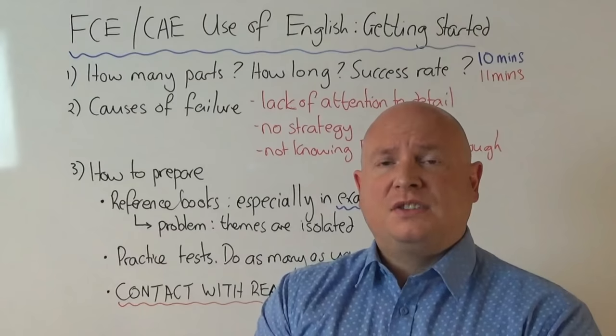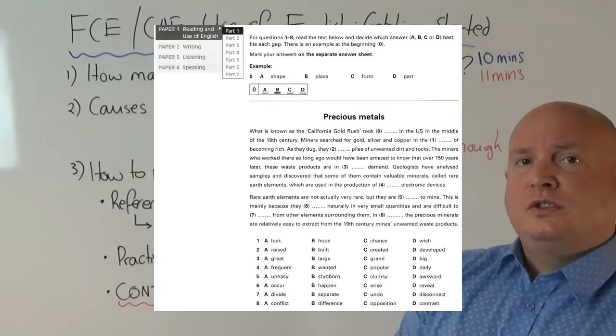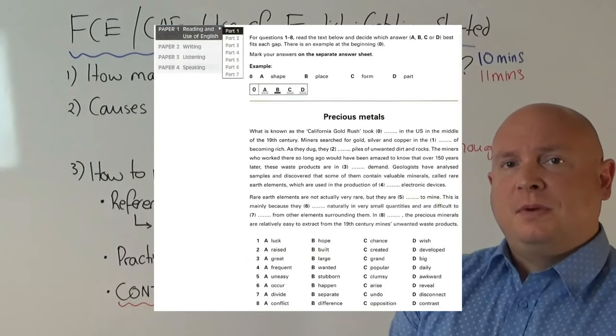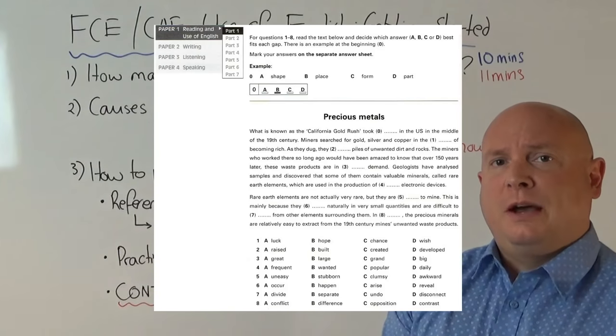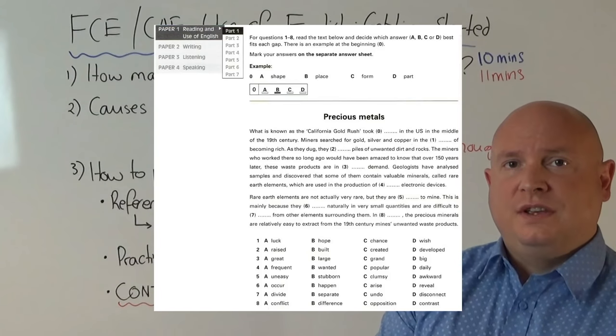So, how many parts are there? Well, the answer is simple, there are four. Now, the first part is called the multiple choice cloze. There is a piece of text, there are eight gaps, and you have multiple choice A, B, C, and D. And you need to choose the word which best fits each gap.